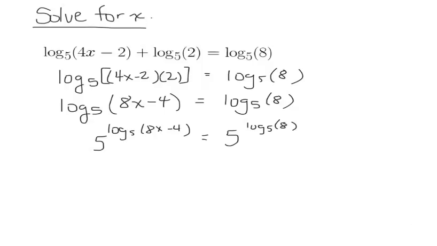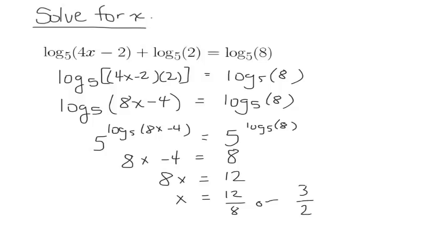Since the action of taking the exponential with base 5 followed by the logarithm of base 5 are inverse operations, these two actions are going to undo each other. On the left-hand side, we're going to be left with 8x minus 4, and on the right-hand side, a similar thing happens, and we're going to be left with just 8. Adding 4 to both sides gives us 8x is equal to 12, and dividing both sides by 8 gives us x is equal to 12 over 8, or if we simplify our fraction, 3 over 2.